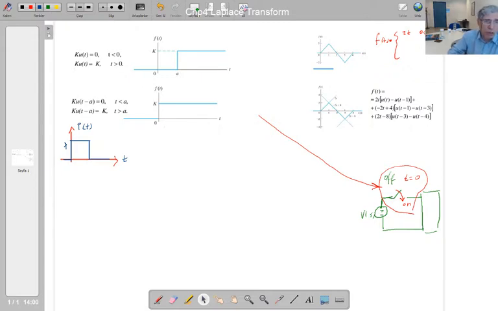Assume that k is equal to 1. So k equal to 1. So when k is equal to 1, it becomes y(t). y(t) is called unit step function.